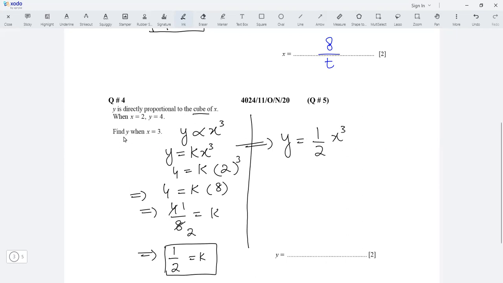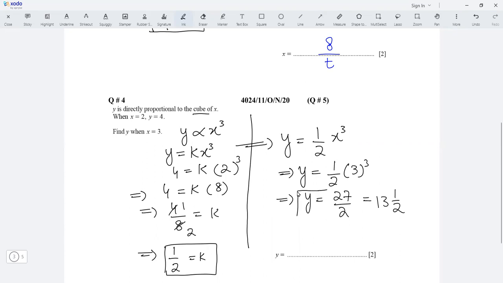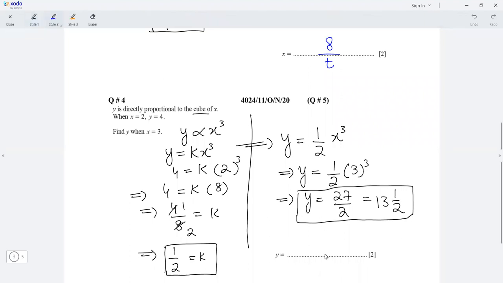In the next part, they're saying find y. Write y as it is, and in place of x, I am putting 3. So 1 over 2, 3 raised to the power of 3. 3 cubed is basically 27. So 27 times 1 is 27. 27 by 2 can be written in mixed fraction form. It will be 13 whole 1 over 2. I hope you know the method of converting any improper fraction into a mixed fraction. So 13 whole 1 over 2 is the final result.